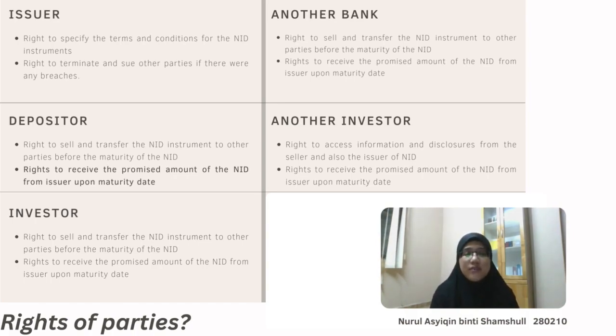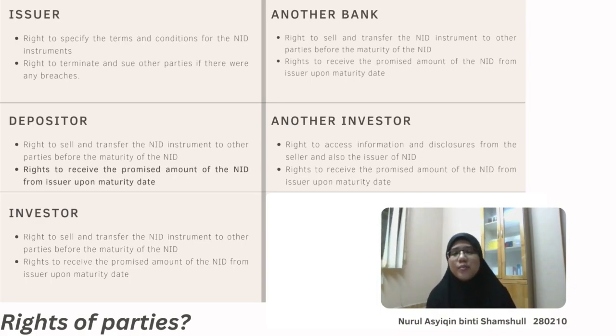Next, the depositor. The first right for the depositor is the right to sell and transfer the NID instrument to other parties before the maturity of the NID. The depositor has the right to sell the NID instrument before maturity to another party and receive the payment for the NID from the other party. This means that the depositor gives the other party the right to receive the principal amount plus interest of the NID upon maturity from the issuer.